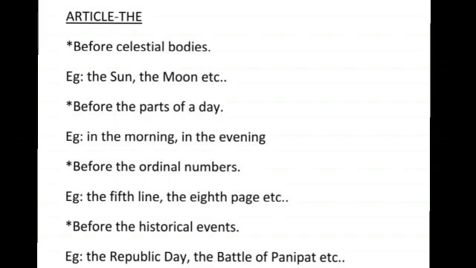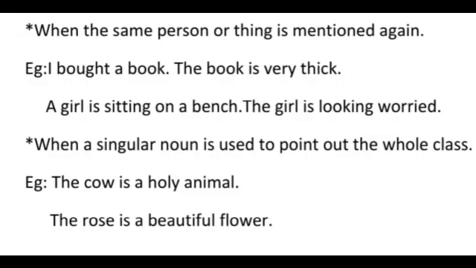Next, when the same person or thing is mentioned again. Look at the example, I bought a book. The book is very thick. So you can see the second sentence, the book. The book is mentioned again. To mention a person or a thing again, we use article the.